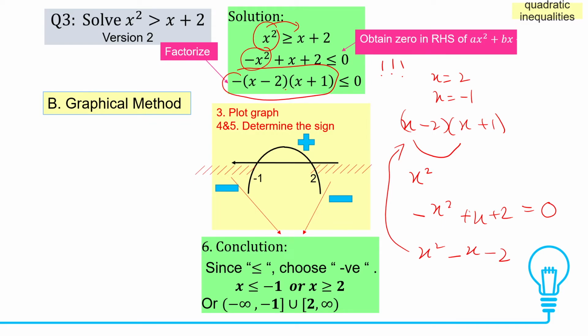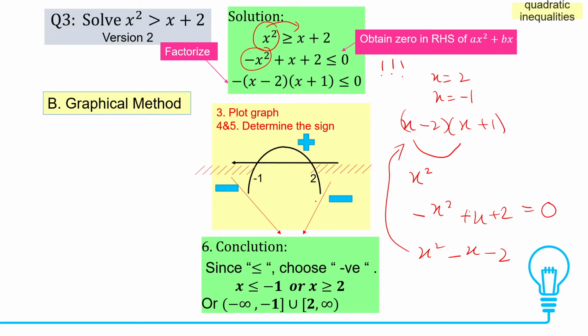Okay, it means that if you put your answer as (x minus 2)(x plus 1) less than or equal to 0, your conclusion is totally wrong, because it will give a reversed answer. Okay, so now if you want to use this one, carry on.